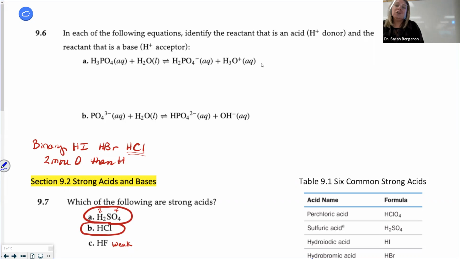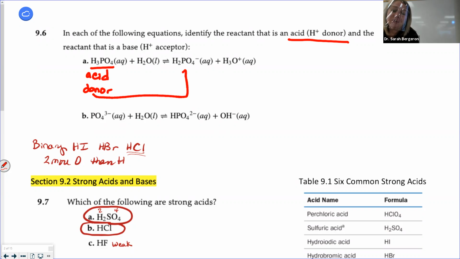So tell me who donated. Let's talk about the donor first. Who donated a hydrogen ion? H3PO4 donated a hydrogen ion. So this is an acid. It is the donor. Because when we look, we see, oh, it's lost a hydrogen. That's how we know. We started with H3PO4, we ended with H2PO4.